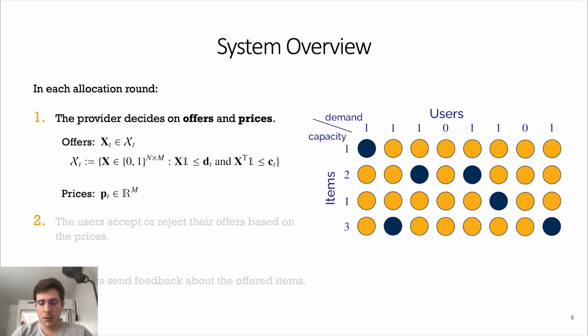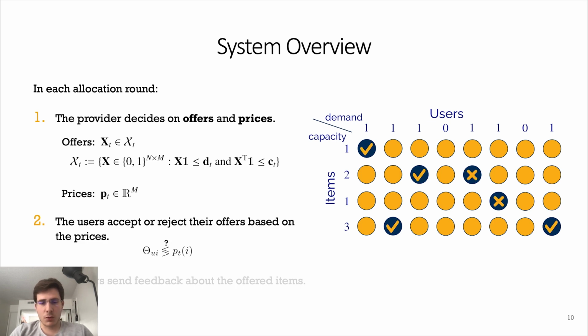On the right figure, we see that we can represent the offer xt matrix by coloring the ones and zeros in different colors. Darker color means ones in this picture. As we can see, the capacity and demand constraints limit the amount of different ones that can be found in each row and each column. So the capacity constraints limit the rows and the demand constraints limit the columns.